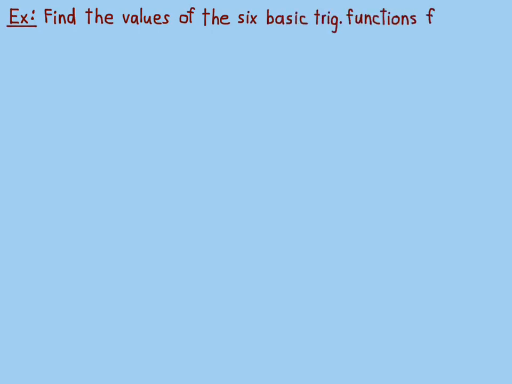Okay, so in this video, I'm just going to do another example, and I'm going to find all 6 trig functions for this one. It says find the values of the 6 basic trig functions for angle x equals 17 pi over 6. So it's 17 pi over 6. I'm going to be going counterclockwise because that's a positive number.